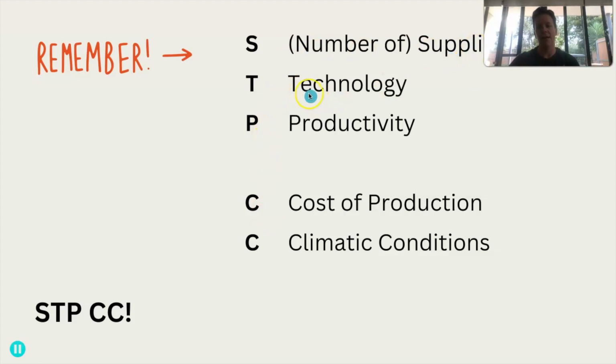So S, suppliers, T for tech, P for productivity, C for cost of production, and the other C is for climate conditions or climatic conditions.